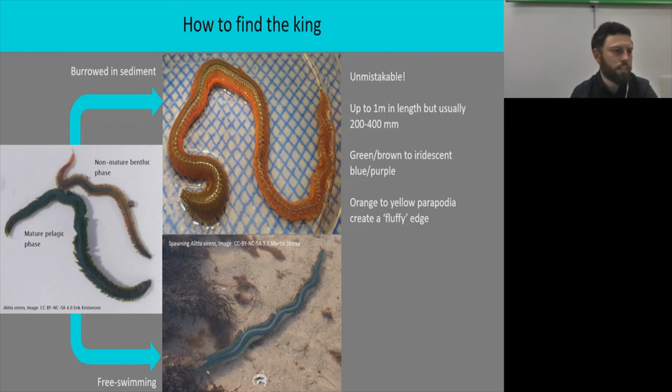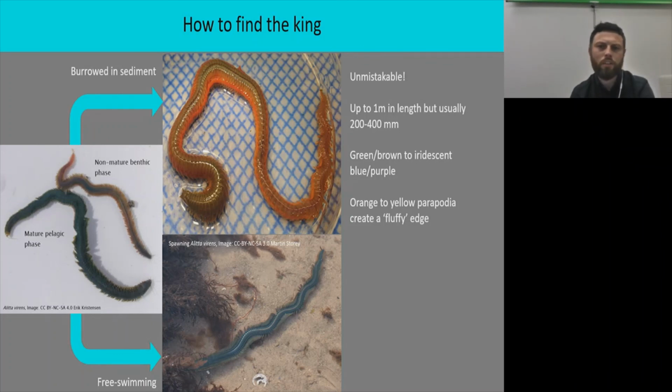So, assuming you still want to find one, you can spot a king ragworm in one of two ways: either buried in the sediment or swimming freely in the water column or on the surface. If you see a king ragworm swimming in the water column or one washed up on the beach, you can report a casual sighting, which will tell us that a population or a spawning ground is nearby. Or for those of you who really want to get stuck in and discover a lost king ragworm population, you can choose to go down to the shore with some wellies and a garden fork and find out what's really hiding in the sediment. When in the sediment, they are completely unmistakable to other ragworms.